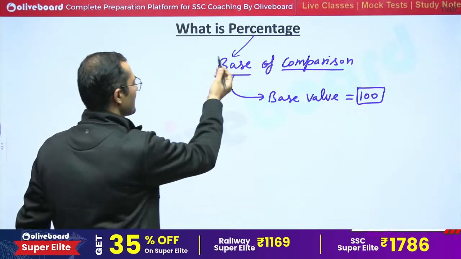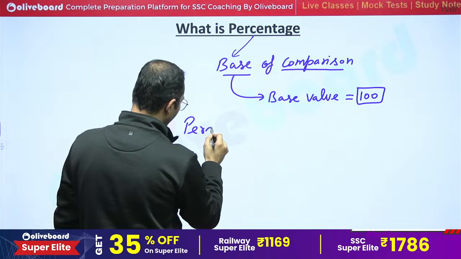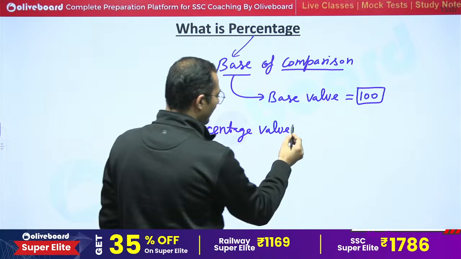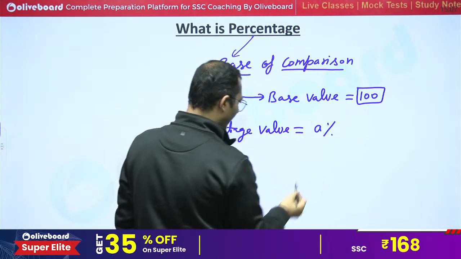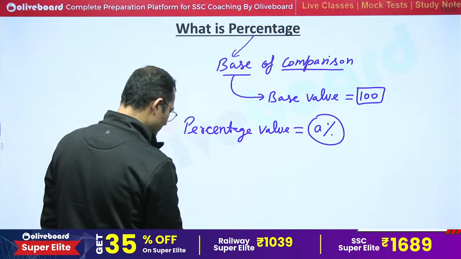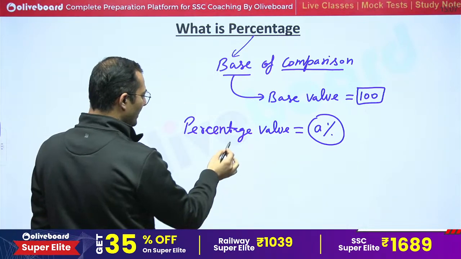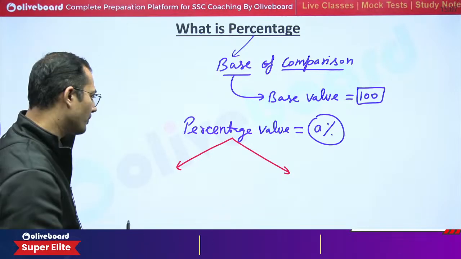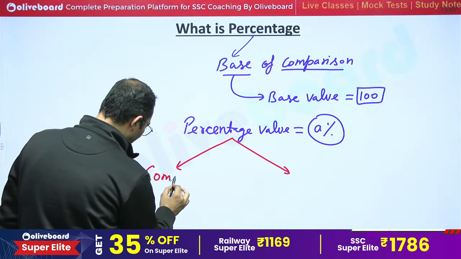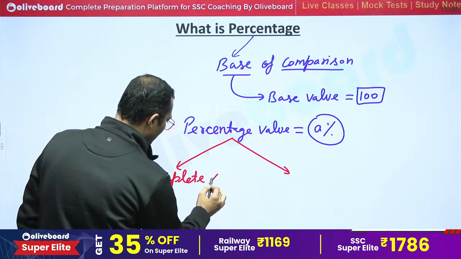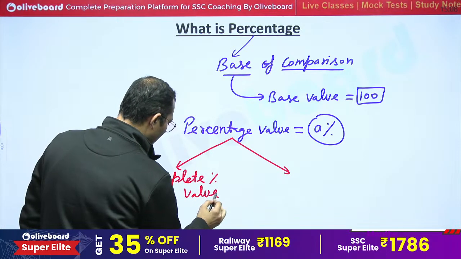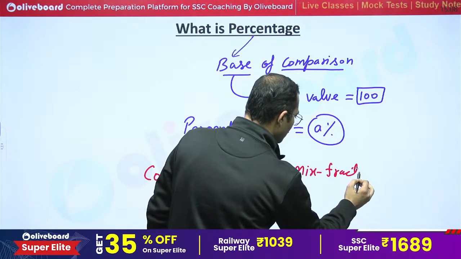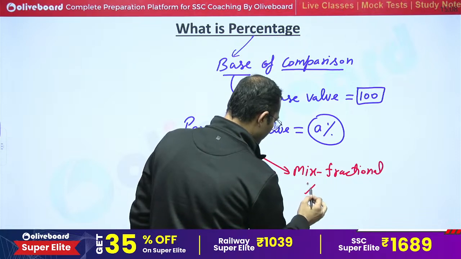If we talk about the percentage value, percentage values are written as a%. In a broader sense, we divide the percentage values in two parts. One is complete percentage value, and another is mixed fractional percentage value.